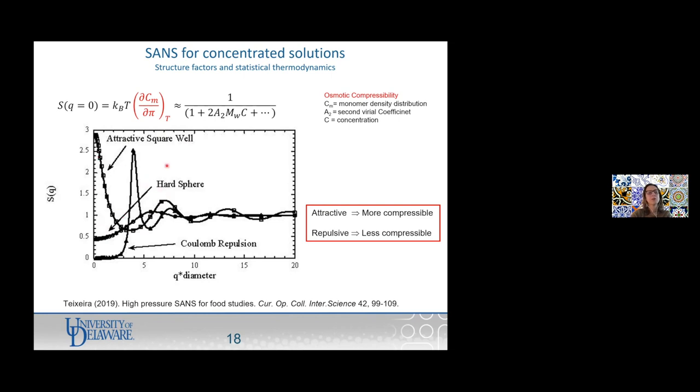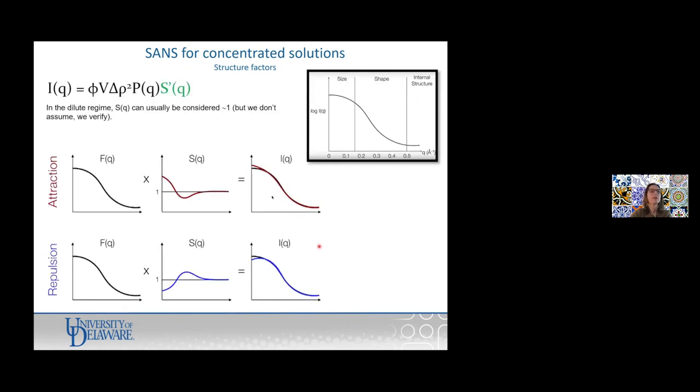And I'll show you plots in a second. But what we're doing by analyzing our structure factors is looking at the types of interactions that we have present. So not only can we see the structure of the molecules, but we can also see the types of interactions. And this is a tremendous advantage of SANS as well. Okay, so back to our magic formula.